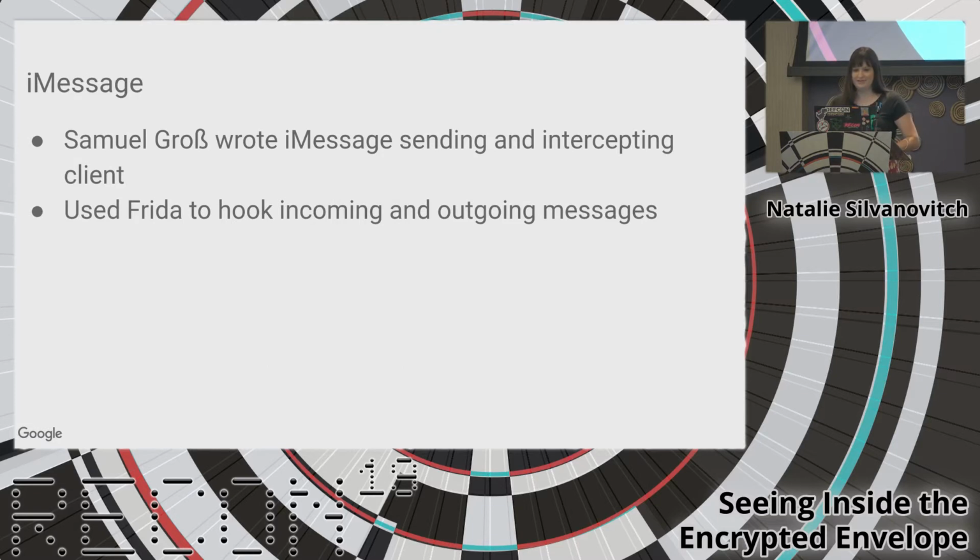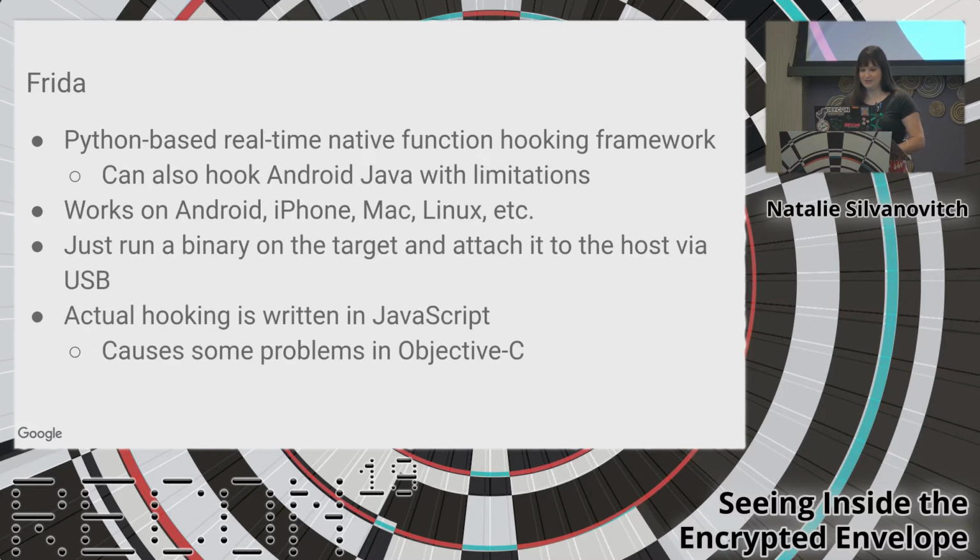So to start off with the iMessage example, Samuel Gross wrote this client for sending and intercepting iMessage. It works on a Mac, but you can use it to send whatever you want to a mobile device. Basically, he used Frida to hook incoming and outgoing messages. So Frida is really useful. It's one of my favorite tools these days. It's a Python-based real-time native function hooking framework.